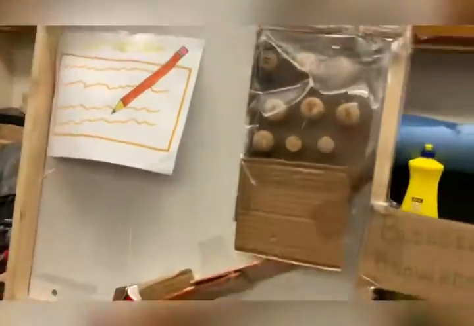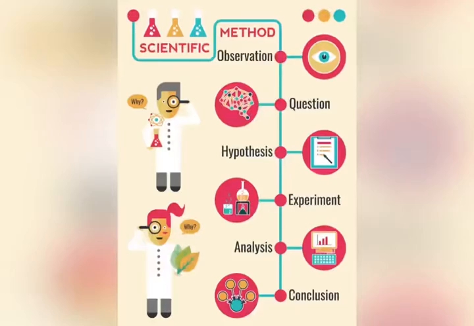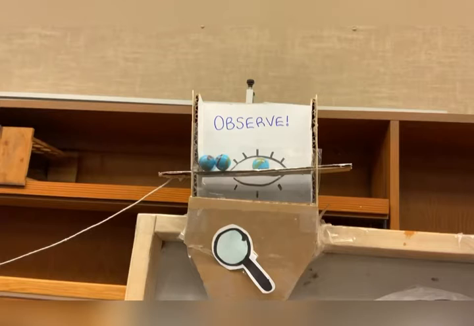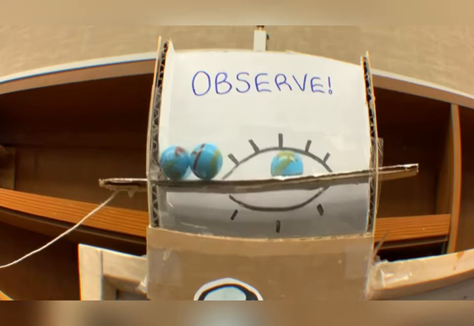This is our metaphor machine. Each mechanism within our machine represents every step in the scientific method. We were inspired by the PLP learning process and also included the 4 proficiencies and 4 steps of the project path. We start off with the first part of the scientific theory, observation.